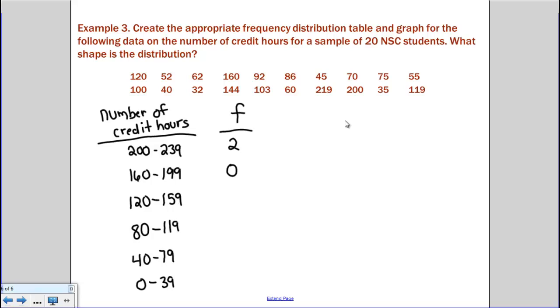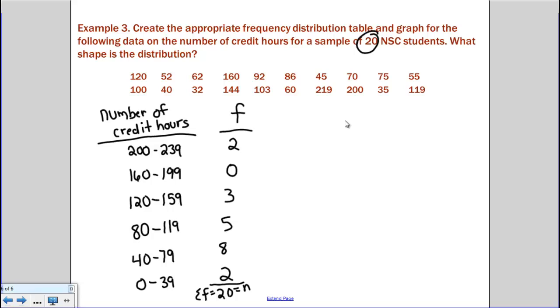Between 120 and 159, there's 3. Between 80 and 119, there's 5. Between 40 and 79, there's 8. And between 0 and 39, there's 2. Just to double check, we can add all these numbers together. So we've got 8 plus 2 is 10, 15 plus 3, 18, 20. The sum of the frequencies is equal to 20, which is equal to the sample size that was given to you in the problem right here. So we know we didn't miss anything, or at least we're pretty confident that we didn't.